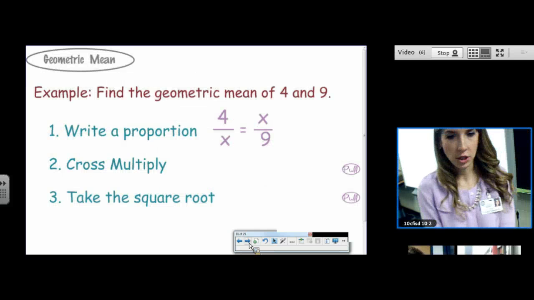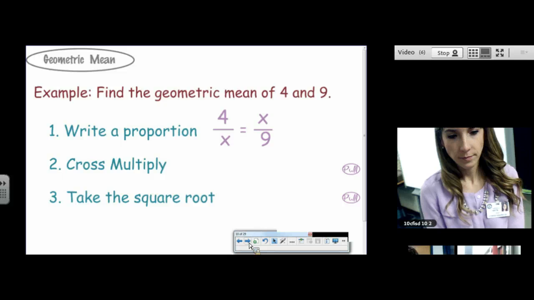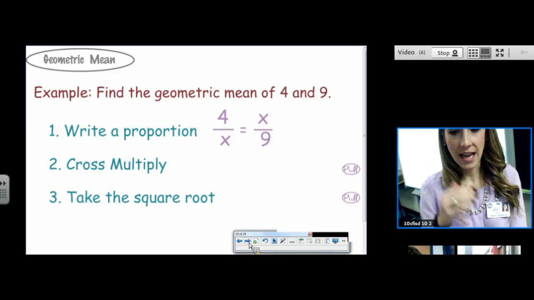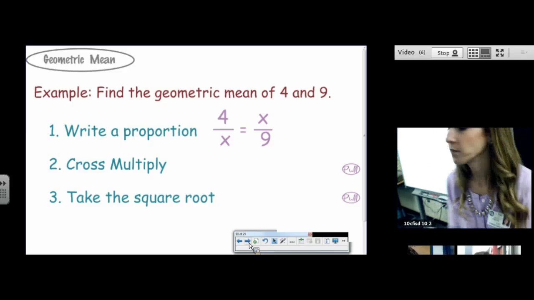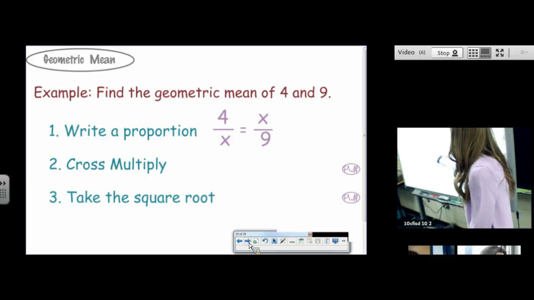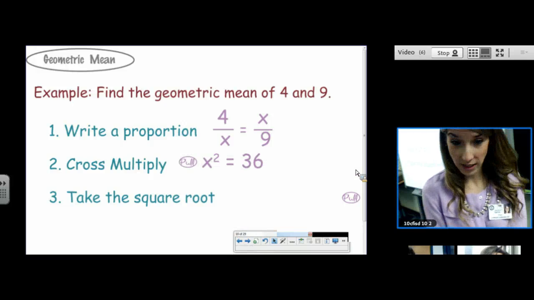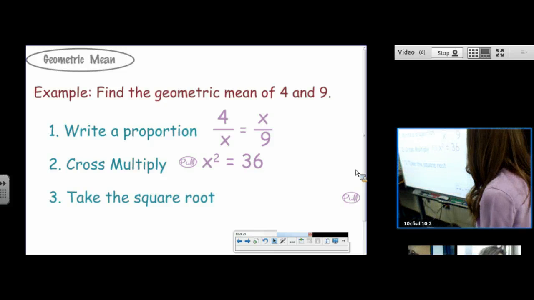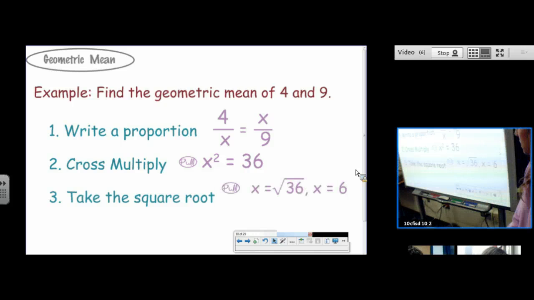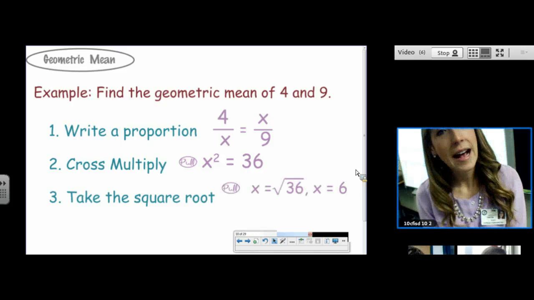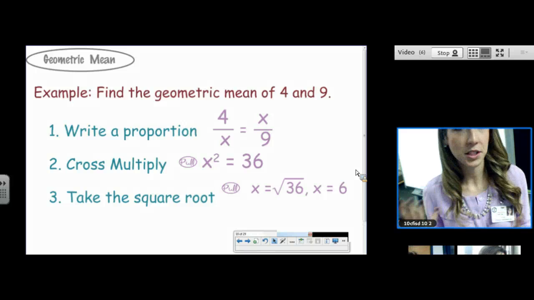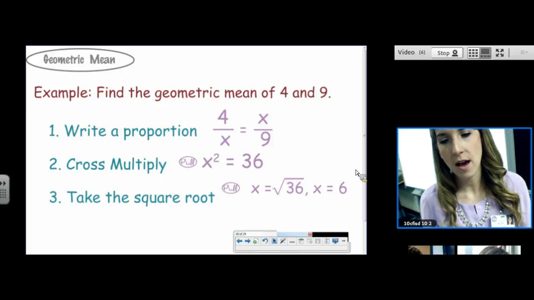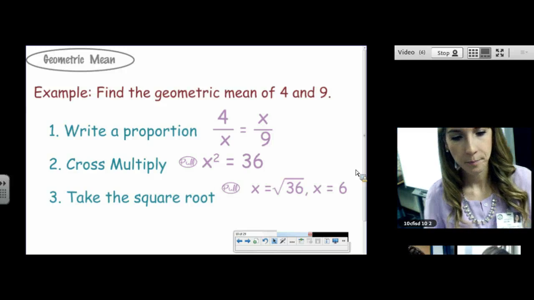All right, let's find the geometric mean of 4 and 9. So step 1, you write a proportion. 4 is to x as x is to 9. Then you cross multiply. X squared equals 36. And then you take the square root. X is equal to the square root of 36, which is 6. I realize that when you solve for x, you get plus or minus 6. That's very important. But since geometric means are only positive, we would keep only the 6. Okay?